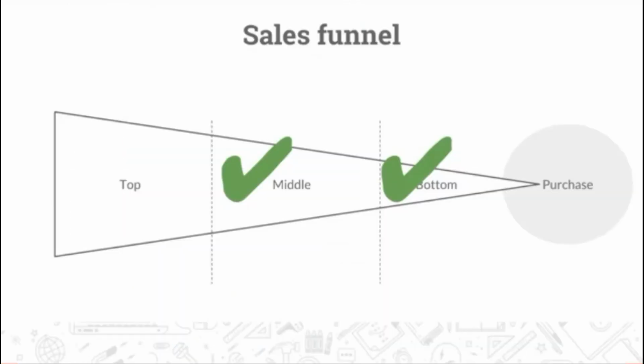This is generally related to the middle and bottom of the funnel. So I'm comparing dishwashers, I'm looking at two different types, or maybe I'm ready to make that purchase. Transactional search intent starts moving us down the sales funnel. The last most common search intent type is called navigational search intent.